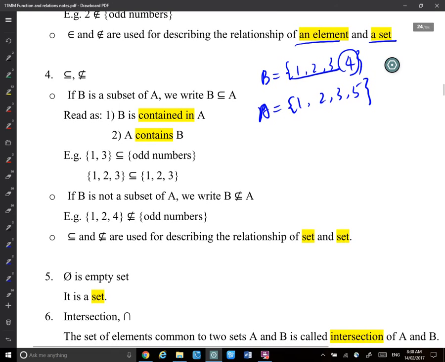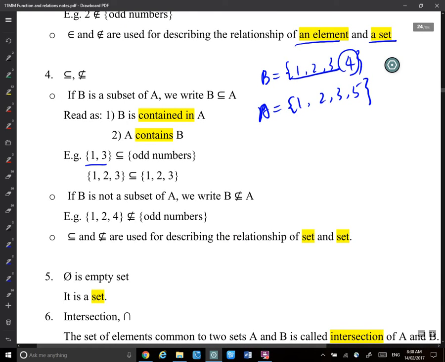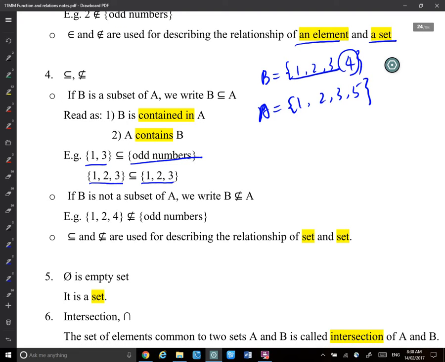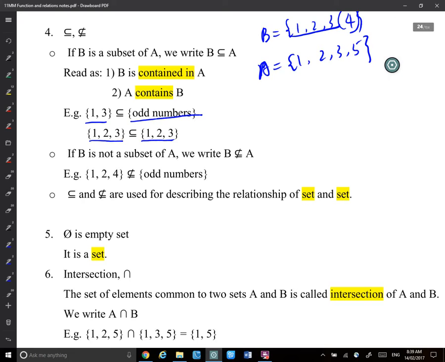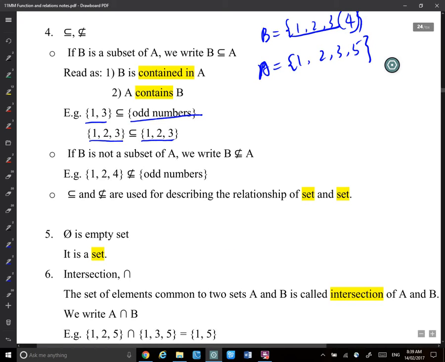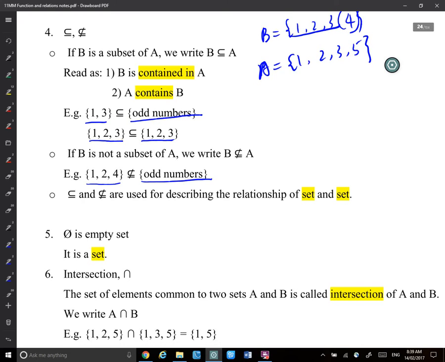So we use this one, for example, {1, 3} will be a subset of those odd numbers. And {1, 2, 3} is entirely equivalent to {1, 2, 3}, so I can also say that's a subset. A subset can be less than or totally equal to what the right-hand side says. If B is not a subset of A, we write B not contain A. For example, {1, 2, 3, 4} is not a subset of the odd numbers, so we use the symbol not contains.